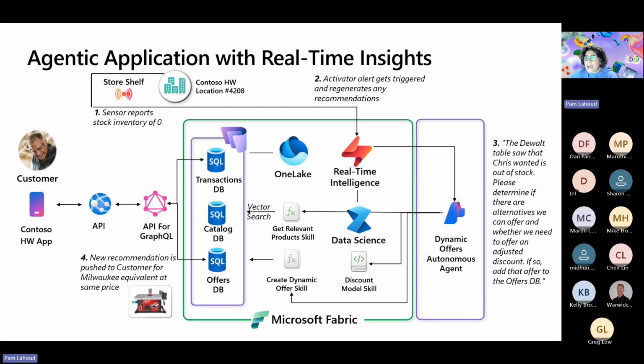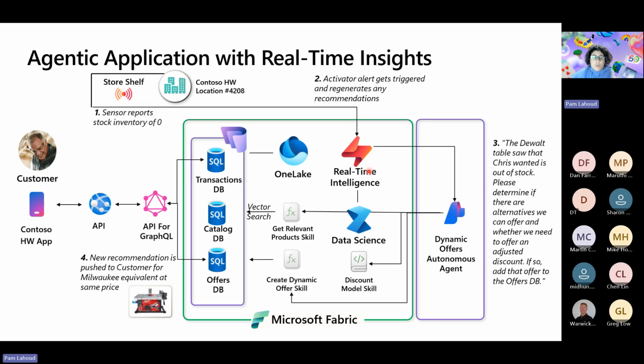So what's happening in the Contoso hardware location in the warehouse is the last saw has been sold. So there's a sensor on the store shelf that sends out an alert: inventory is 0. That comes into our real-time intelligence, RTI, and we're processing the events on the fly. And we have some kind of an activator that, when inventory gets to 0, triggers this agentic workflow.